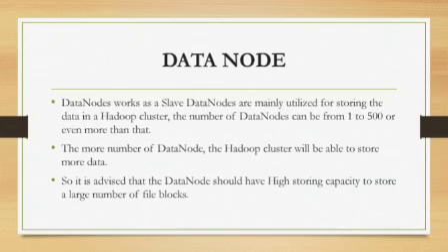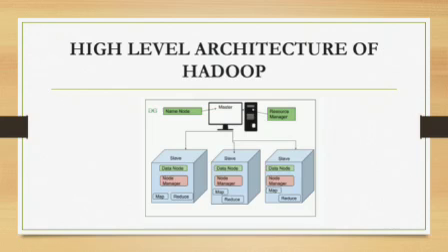Okay, and then the data node. What is a data node? A data node works as a slave. Data nodes are mainly utilized for storing the data in a Hadoop cluster. The number of data nodes can be from 1 to 500 or even more than that. The more data nodes there are, the more data the Hadoop cluster will be able to store. So it is advised that the data node should have high storing capacity to store a large number of file blocks.